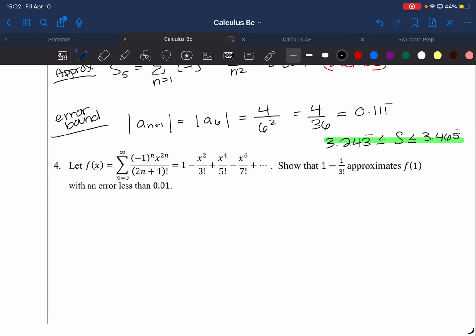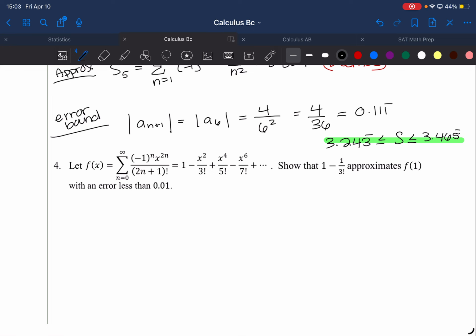Okay, so last example, number 4. It says let f of x equal the following series. Show that 1 minus 1 over 3 factorial approximates f of 1 with an error less than 0.01. Very common multiple choice question. And it looks much harder than what it actually is.